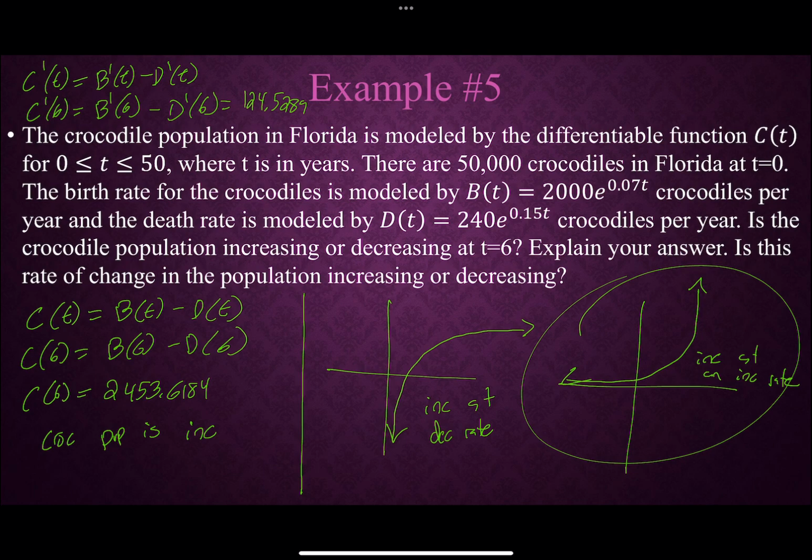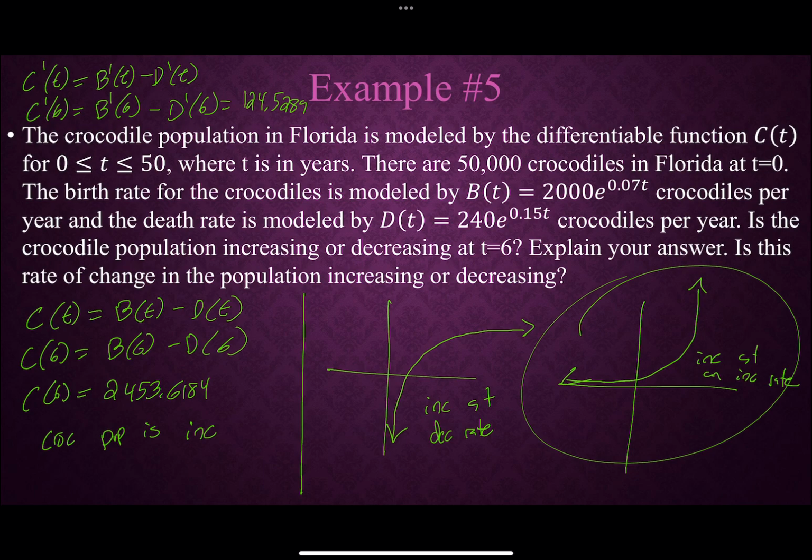Because the first part says, is the crocodile population increasing? So we're looking at the derivative of the crocodile population. That is already represented by b of t and d of t. Whereas the rate of change of the population, now we're looking at how that is changing. So now we're looking at the derivative of those derivatives. All right, so that's just a couple of applications of these derivatives that are not related to position, velocity, and acceleration. You can still apply all the stuff we just did here to position, velocity, and acceleration as well.